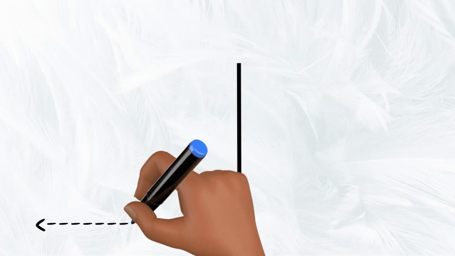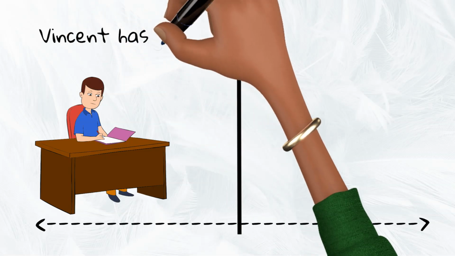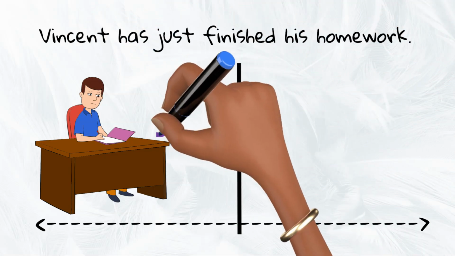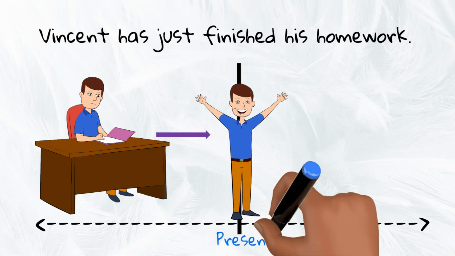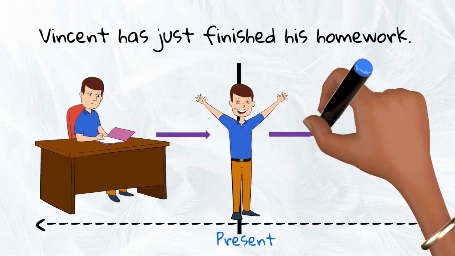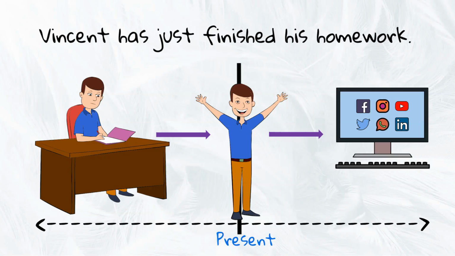Now, something that's just happened. Vincent has just finished his homework. His just finished isn't in the past, but it has a direct consequence on the present. He's now free to have fun on social media because he has just finished his homework.